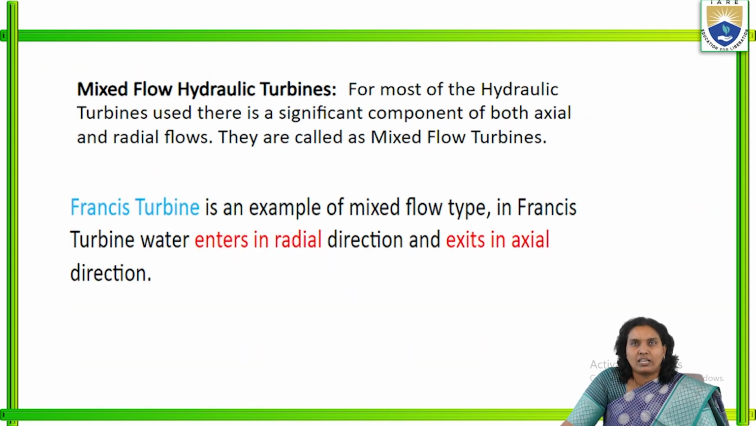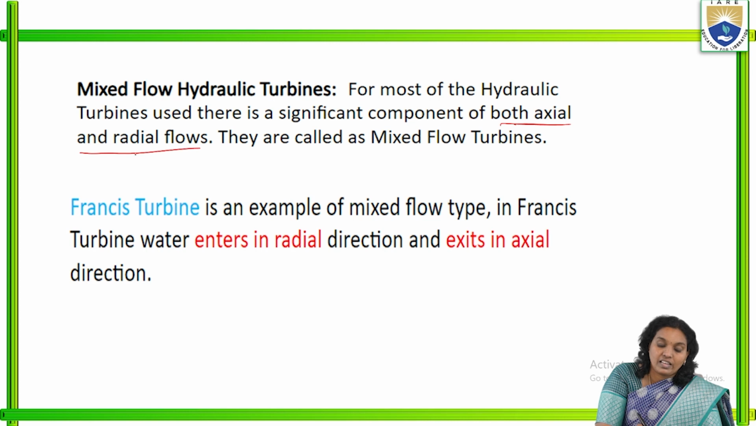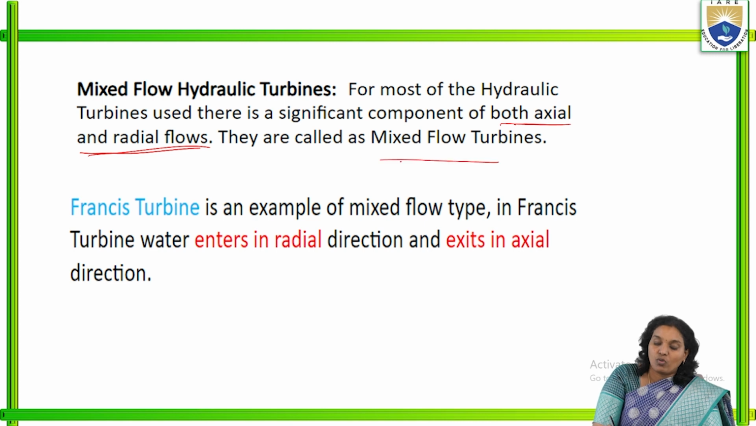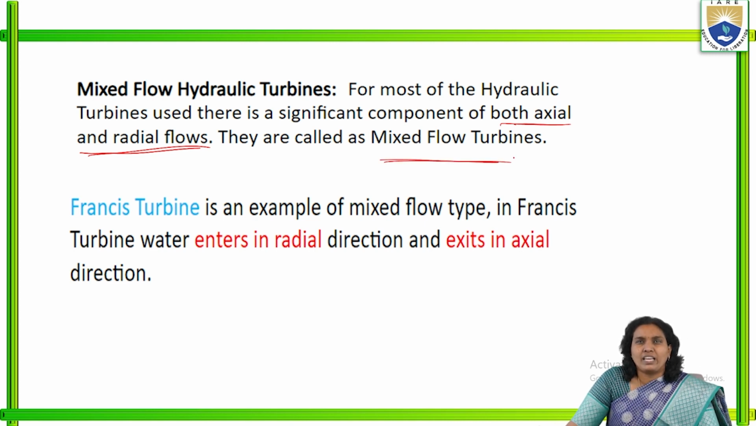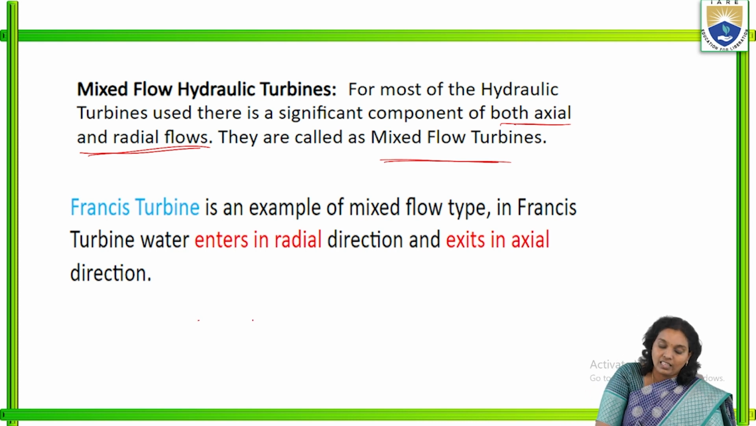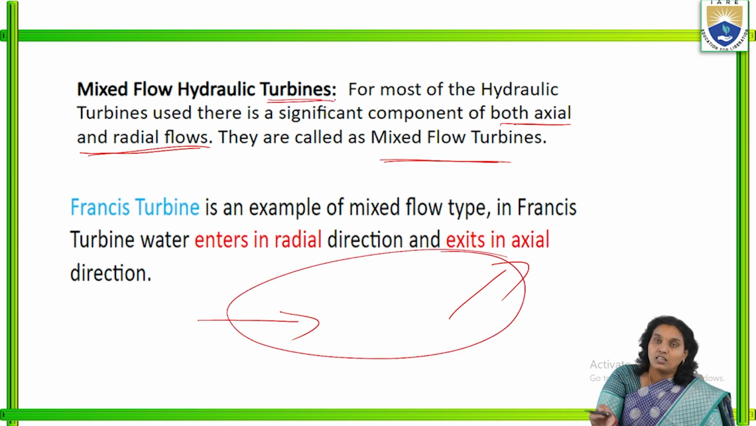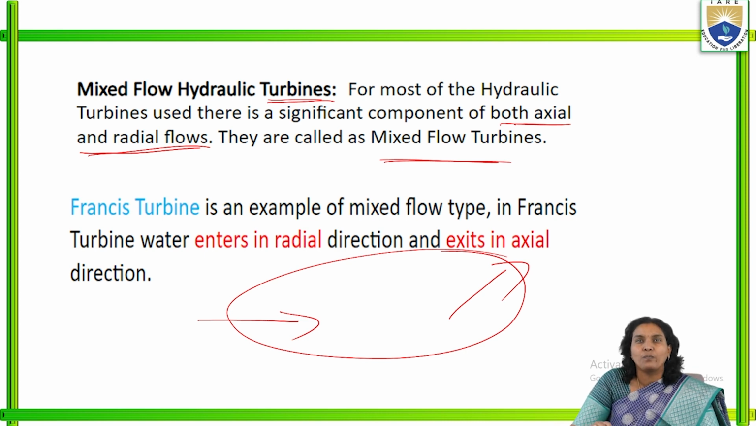For most of the hydraulic turbines used, there is a significant component of both axial and radial flows. Both axial and radial flows, they are called mixed flow turbines. So it means whenever the water enters in one direction and exits in another direction, such a combination is there in these turbines. Those turbines are known as mixed flow turbines.